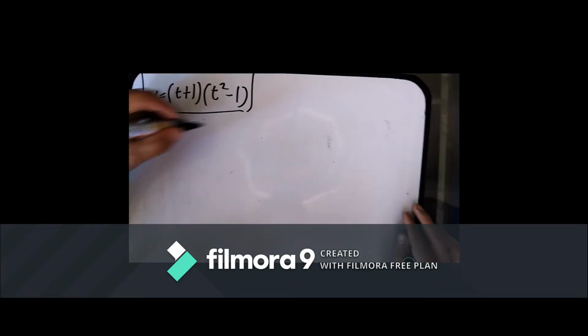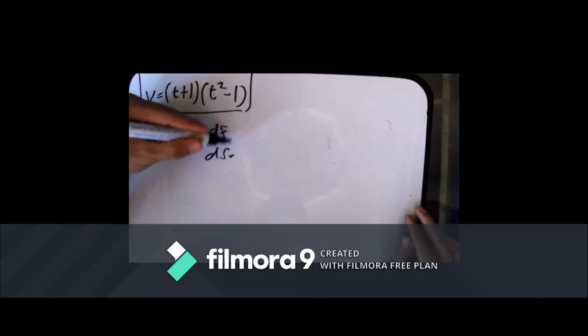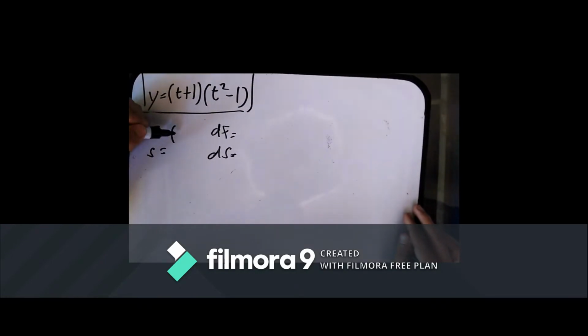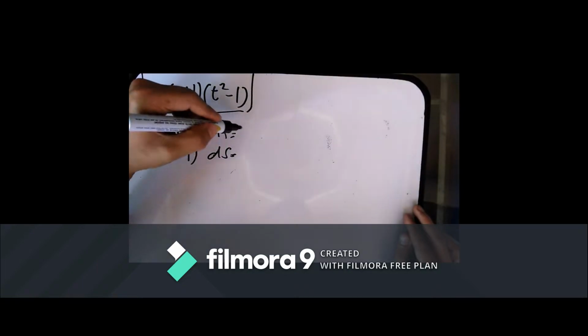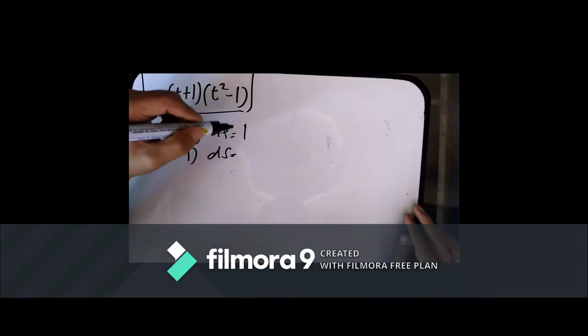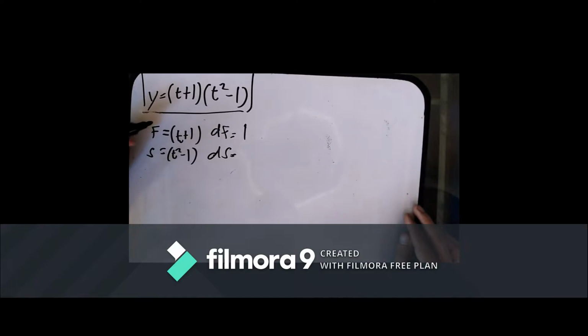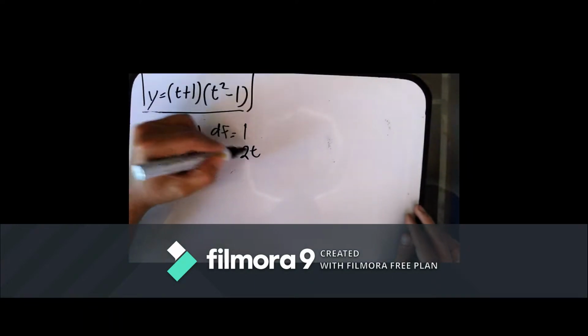Now, we will use the following rules to answer the given function. So, I will use the product rule: first, second, the derivative of first, the derivative of second. The first is t plus 1, and then t squared minus 1. The derivative of t plus 1 is 1. The derivative of t squared minus 1 is 2t.